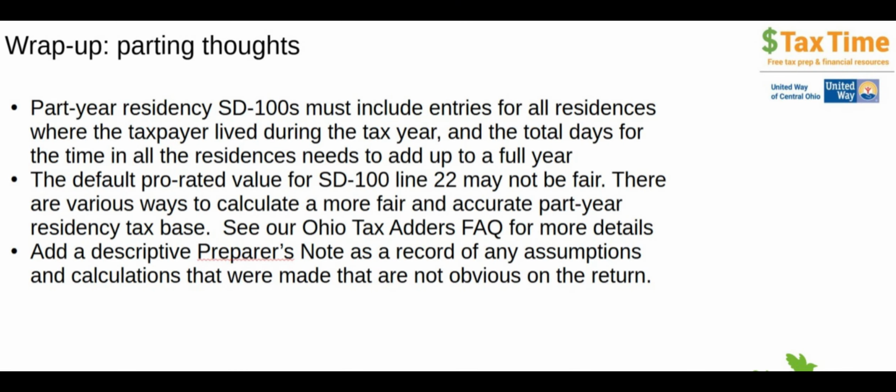And just some parting thoughts as we wrap up. Part year residency SD100s must include entries for all the residences where the taxpayer lived during the year, and the total days have to add up to a full year. The default prorated value that TaxSlayer calculates for SD100 line 22 may not be fair. There are various ways that we can calculate a more fair and accurate part year residency tax base. Our Ohio Tax Adders FAQ has some more details on this. And it's a good idea to add a descriptive preparer's note to the return as a record of any assumptions and calculations that we made that may not be obvious on the return.